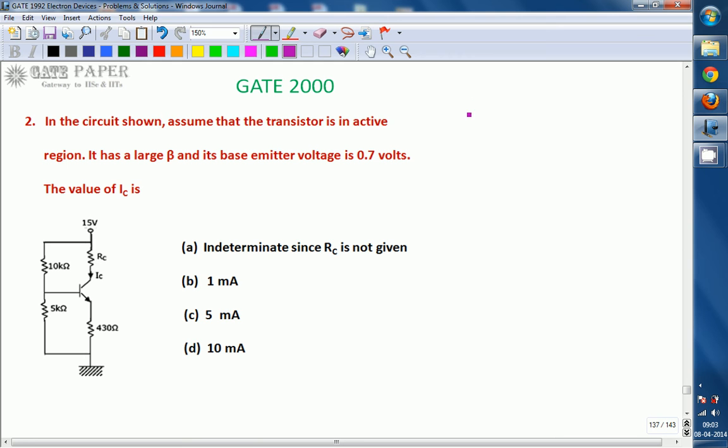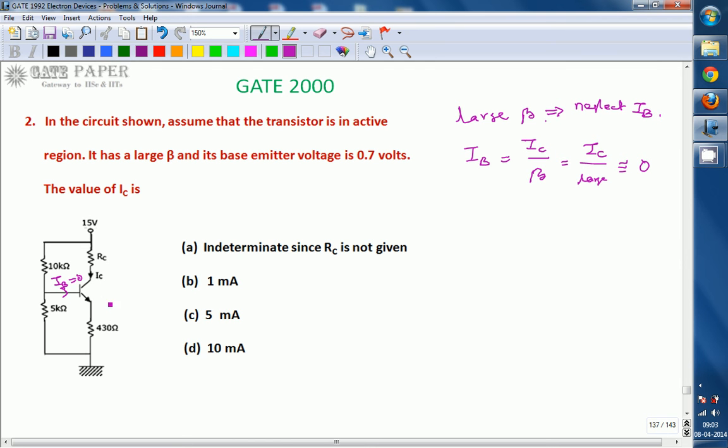What was given is a large beta. If beta is large, we know the equation for the calculation of IB: IB is nothing but IC by beta. So if beta is very large, IC by beta is very small, and you can assume IB is ideally 0. So a large beta implies that we neglect IB. The other way of specifying large beta is that you can neglect the base current. IB is equal to 0.